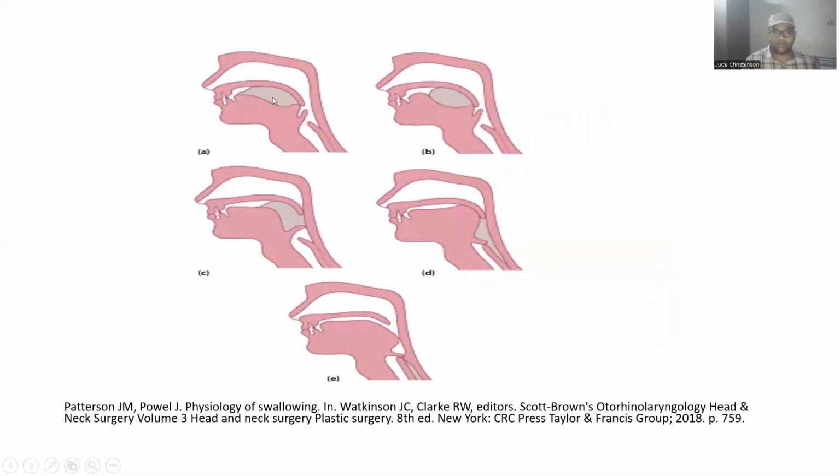In this photo, you can see the sequence of swallowing. First of all, this is the bolus, that is the food that has been taken into the mouth. It is lying above the tongue. Then it is prepared into a bolus and pushed behind the tongue. In the third photo, you can see the food has reached the throat.